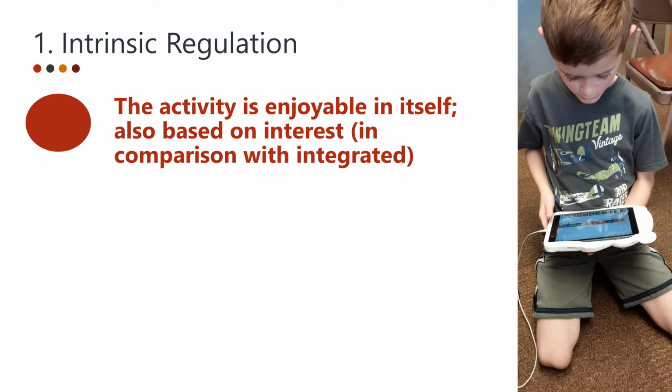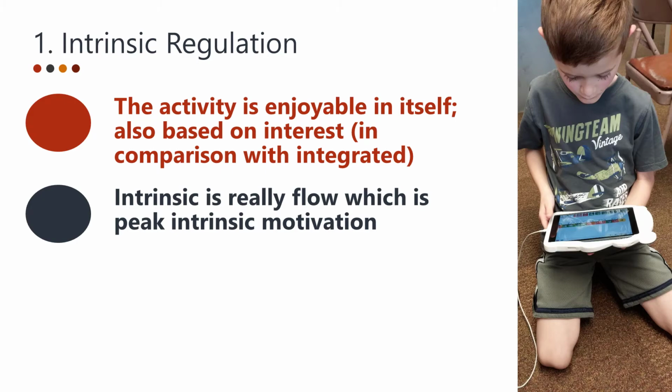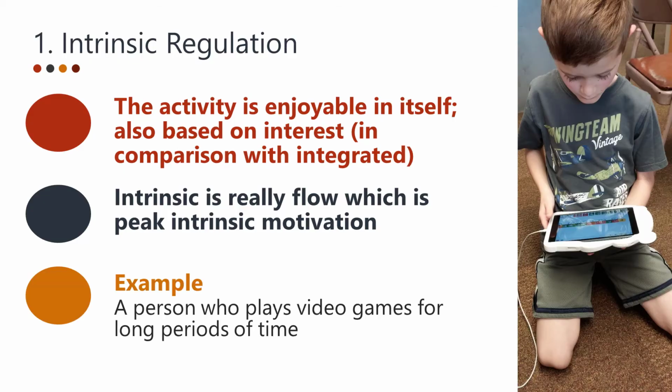Finally, we have intrinsic regulation. Here the activity is enjoyable in itself, and the person is also interested in it, which is different from integrated regulation, where the person didn't have to be interested in it. Intrinsic regulation is really flow, which is peak intrinsic motivation, where the person is so engaged in the activity that they may lose track of time. I have another video on flow if you're interested in learning more about it. An example would be a person who plays video games for long periods of time because it's enjoyable.